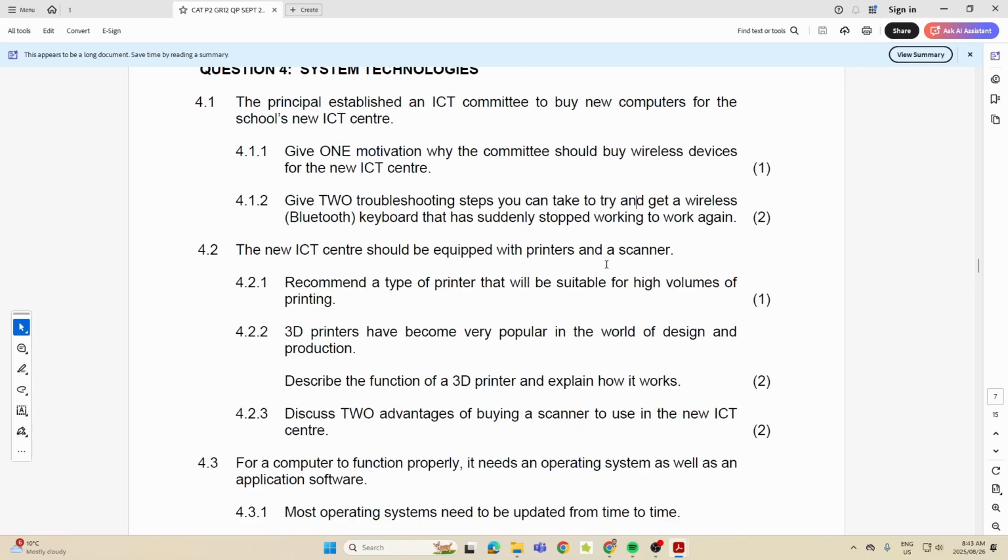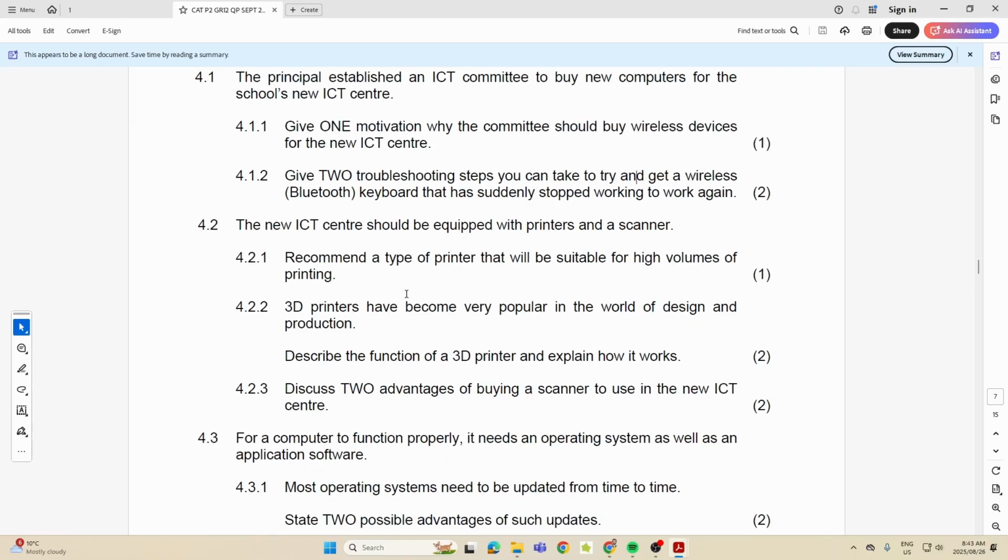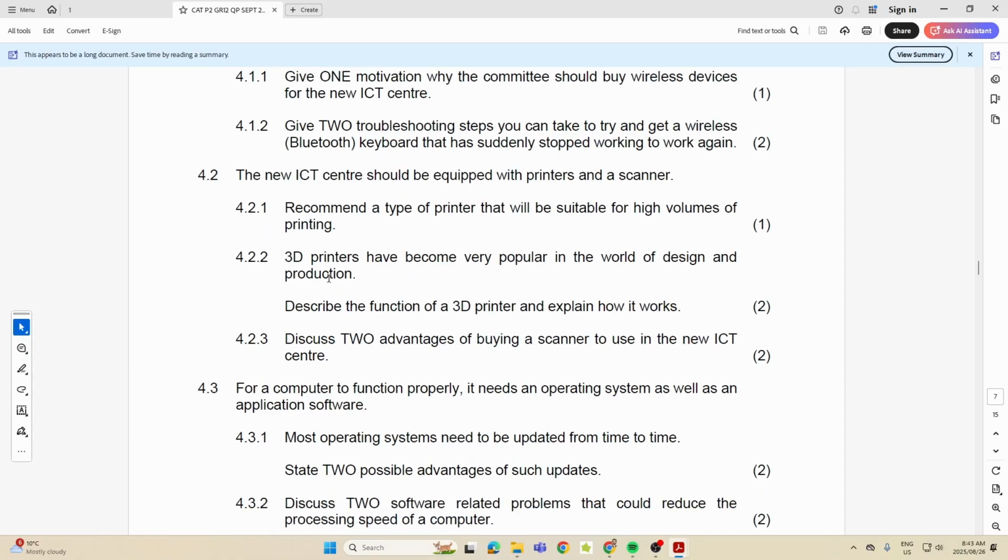The new center should be equipped with printers and a scanner. You see? This can come up as well, printers and scanners. What are our 3 printers? Inkjet, laser, and 3D printers. And a lot comes from 3D printers. Okay? This is the new thing that they are pushing into the papers. So remember a type of printer that will be suitable for high volumes of printing. That is our laser printer.